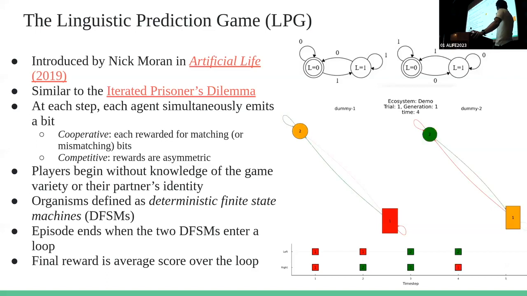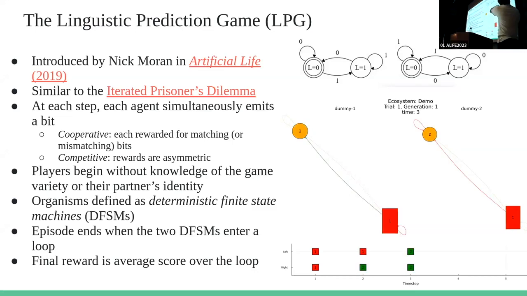In a cooperative game, each is basically rewarded for matching or possibly mismatching bits. So there's a symmetric reward between each of the individuals. Whereas in a competitive relationship, the rewards are asymmetric. You begin without information about the identity of the other or the type of game that you're playing. So the sort of game that you're playing needs to be inferred through the information and interactions that you have with your partner. We're looking at organisms defined as finite state machines, deterministic finite state machines, DFSMs.